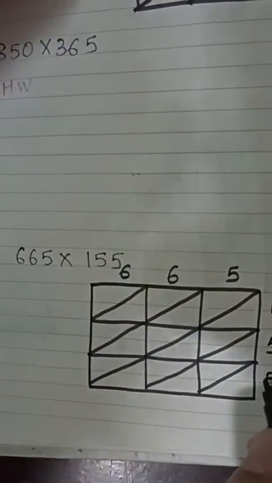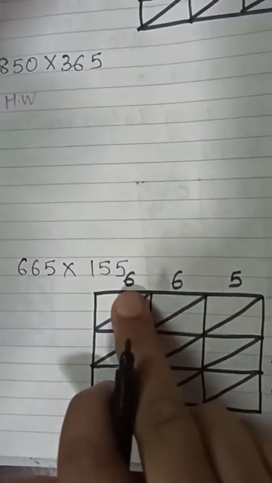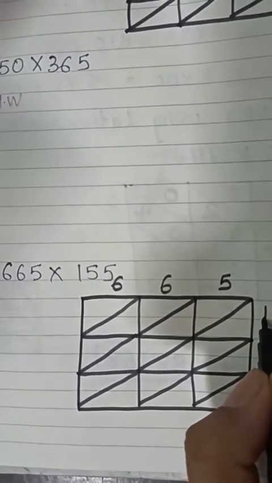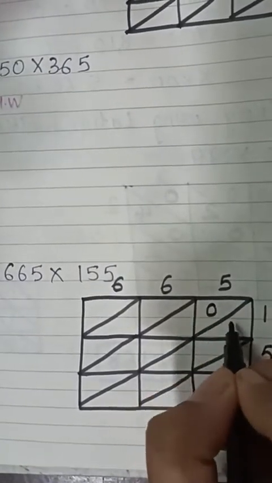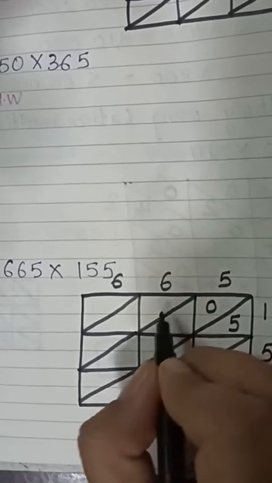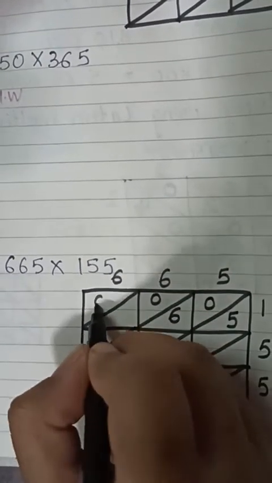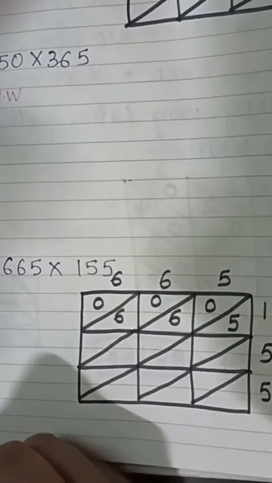So let's go ahead. First I'll multiply 665 by 1. So this will be 1 5s are 5. So I'll write 0 5. 1 6s are 6. So I'll write 0 6. 1 6s are 6 again. I will write 0 6.